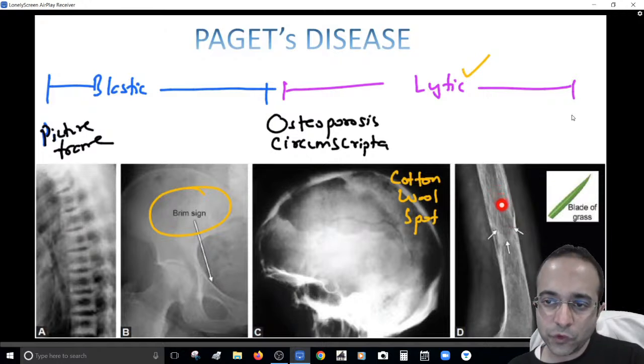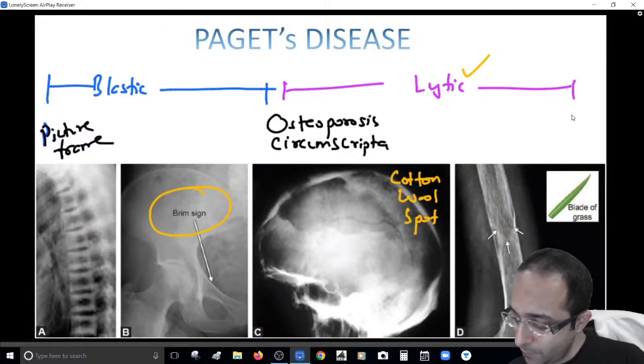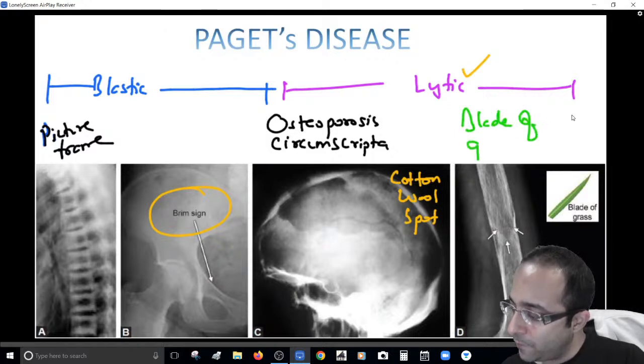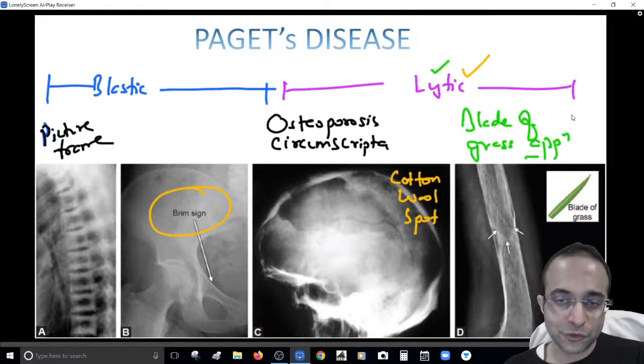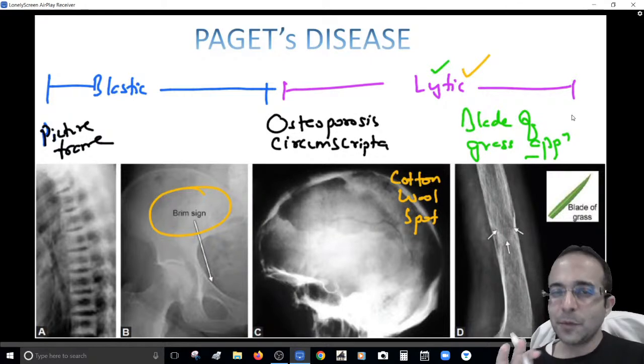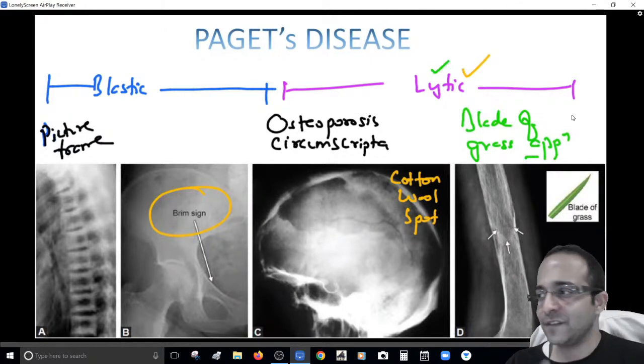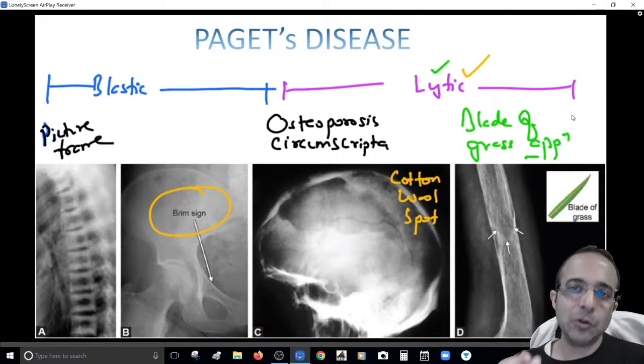So can you see this bone resorption going forwards, advancing, and it is forming this V-shaped shadow on the X-ray. This V looks like a blade of grass. So you can also find the blade of grass appearance in this lytic stage when there is bone resorption going on. So these are some of the classical signs that tell you this is Paget's disease, and this should be there in the older age group.